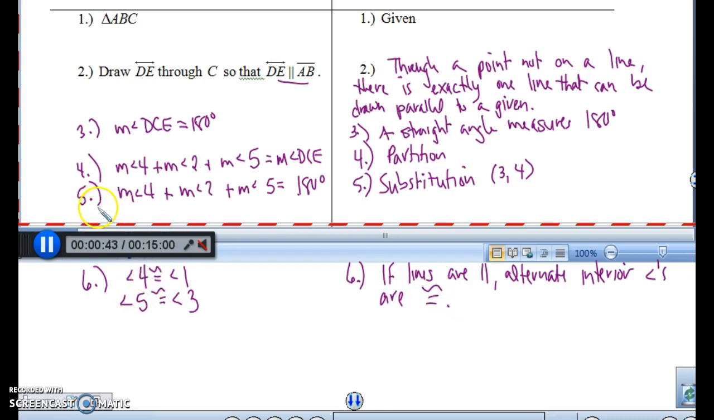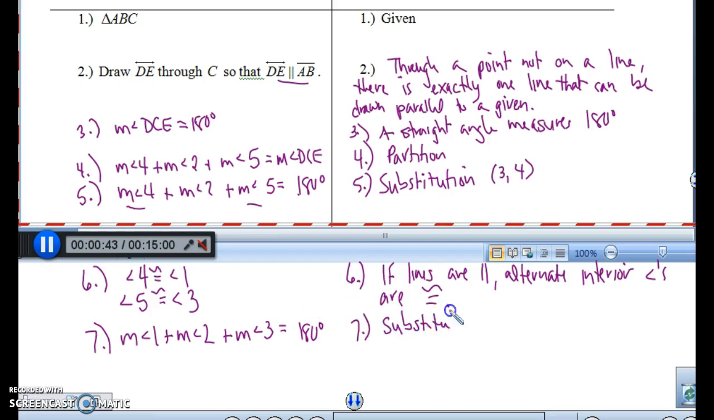So, looking at statement number 5 here, we have 4, 2, and 5 equal 180. Well, if 4 is congruent to 1 and 5 is congruent to 3, couldn't we substitute in here and here 1 and 3? So that means the measure of angle 1 plus the measure of angle 2 plus the measure of angle 3 is equal to 180 degrees, again, by substitution. So I took statement 6, and I substituted it into statement 5. So we use 5 and 6 for that.